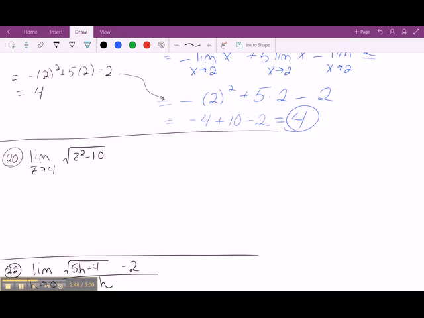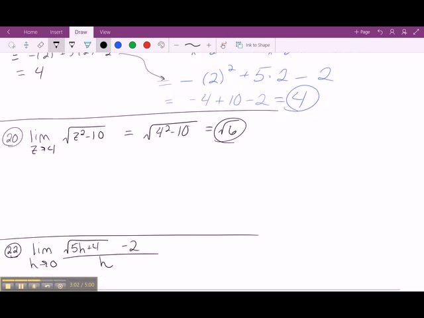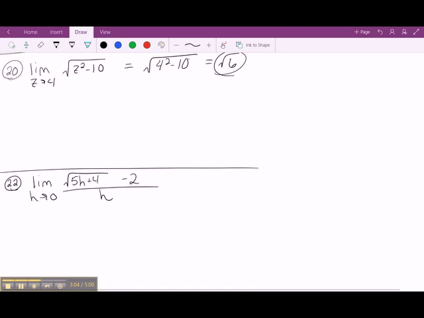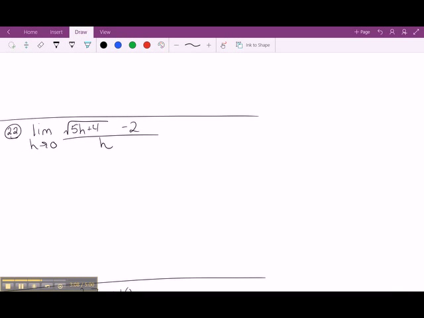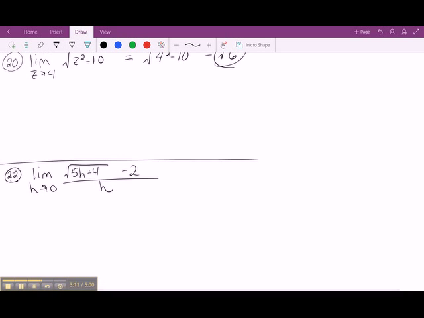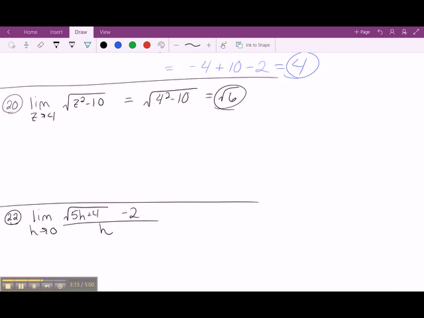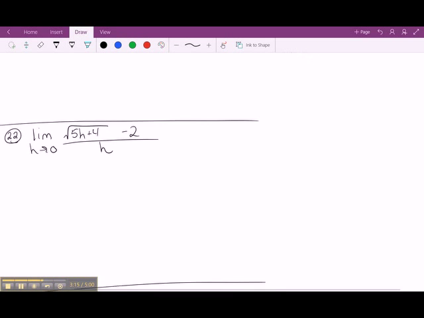Okay. So on number 20, if we try to plug in 4 directly, we get the square root of 4 squared minus 10. So that's the square root of 16 minus 10, so square root of 6. And I would leave those. Leave your irrational answers just unsimplified like that. Or they're simplified, but you don't have to convert it to a decimal. Okay. I will spit it out eventually.